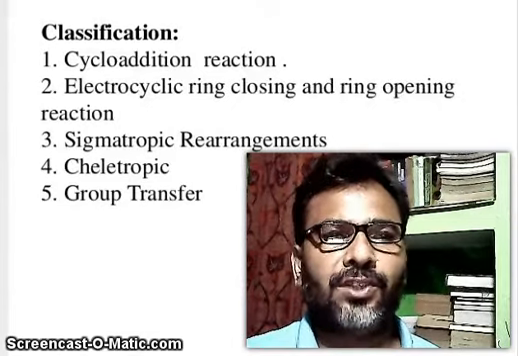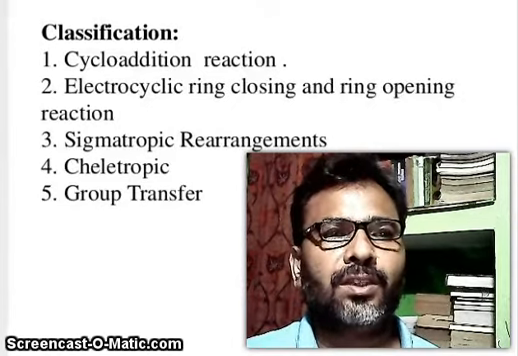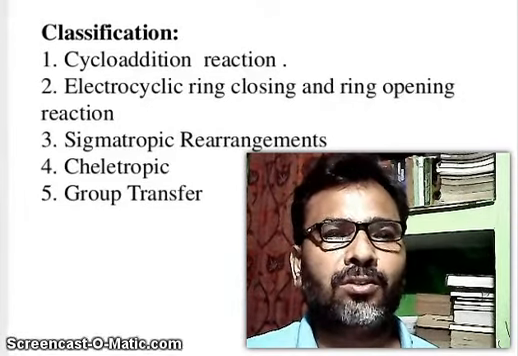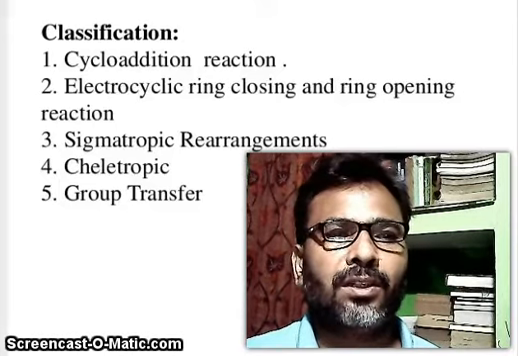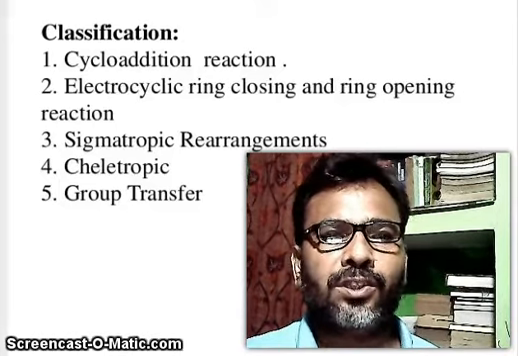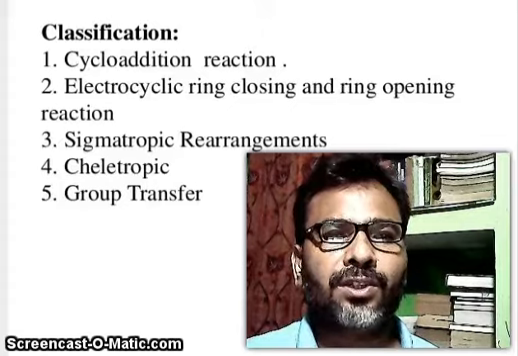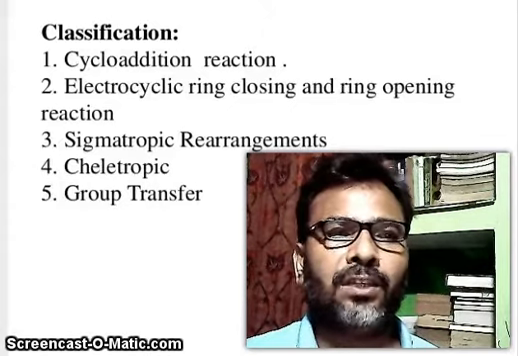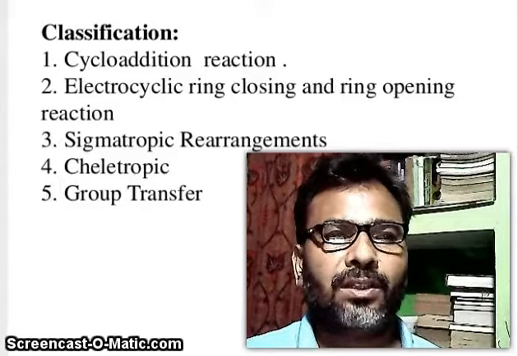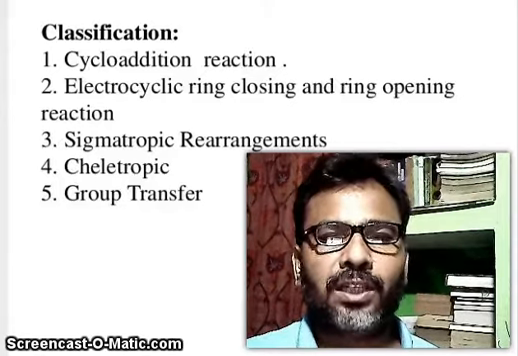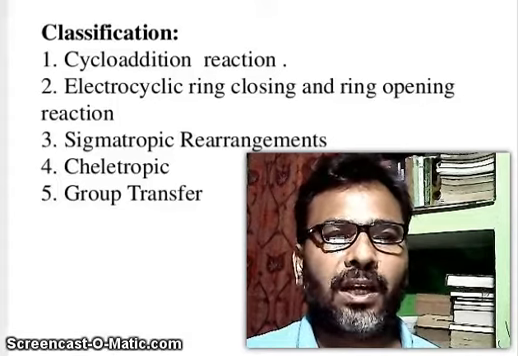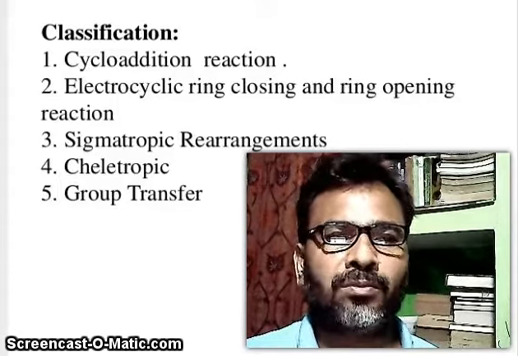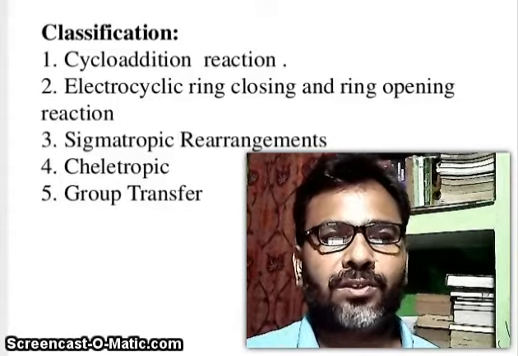Now, classifications. In this slide I will talk about classification of pericyclic reactions. First one is cycloaddition reaction. Second one, electrocyclic ring closing and ring opening reactions. Third one, sigmatropic rearrangements. Fourth, cheletropic. And fifth group, group transfer reactions.